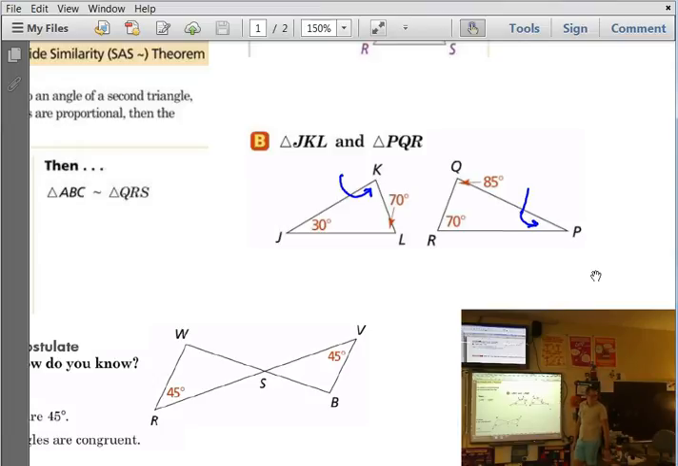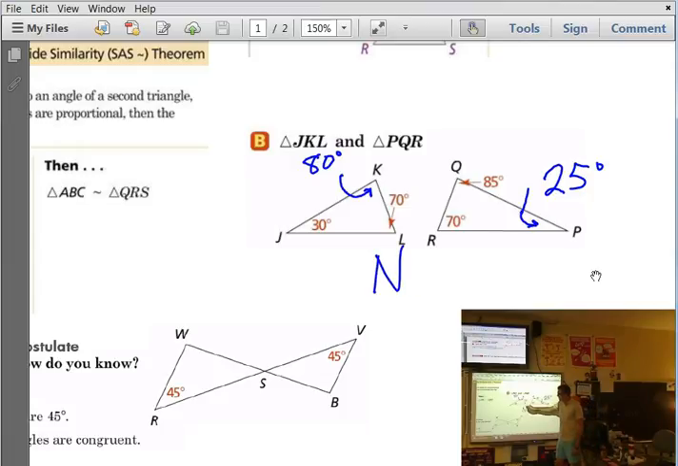Carmen, Michelle? So they're not similar triangles? They're not similar triangles. How do we know this? Because of the angles in a triangle, they add up to 180 degrees, and when you add up L and J, they add up to 100, so that means K has to be 80, and when you add up R and Q, P has to be 25.